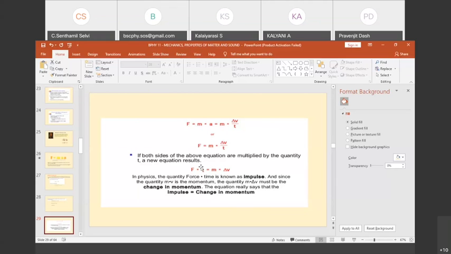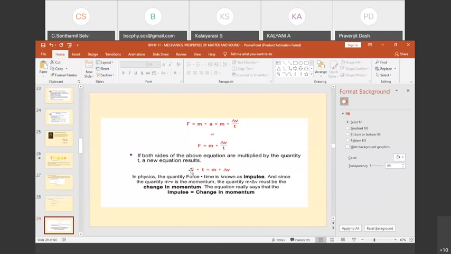F dot t, what is F dot t? Yes, any one of you, please. Very good, impulse. What is this m into del v? Mass into velocity, momentum. And you should add the word change because I have shown delta here. Good, very good. Delta, thank you.